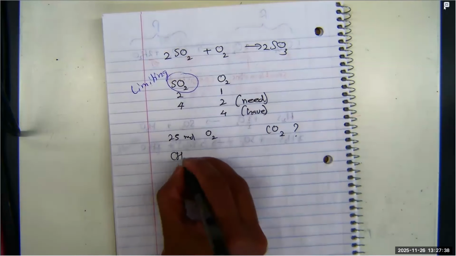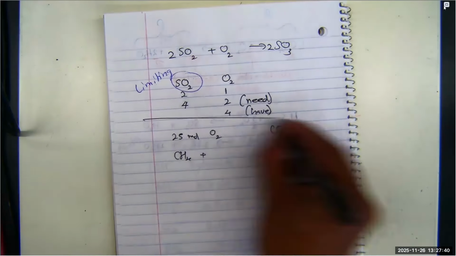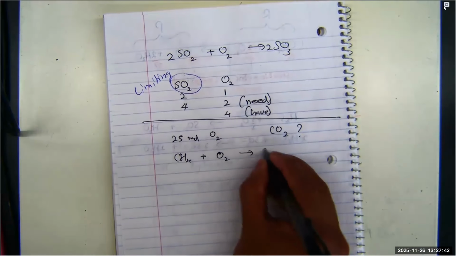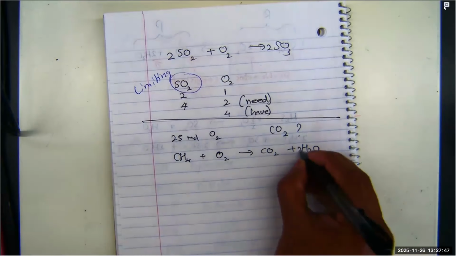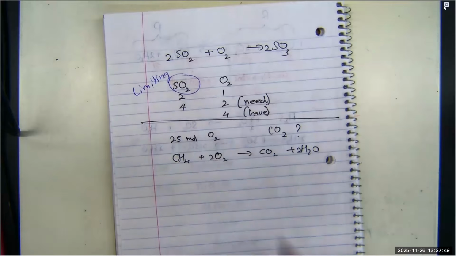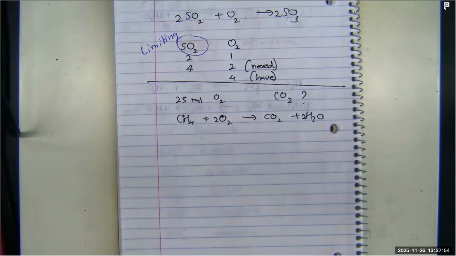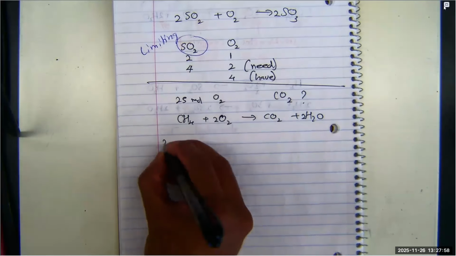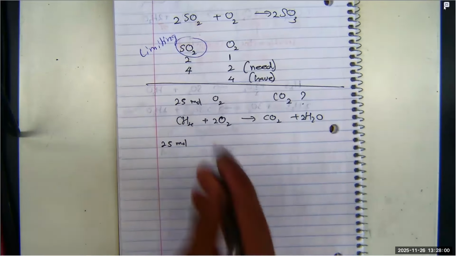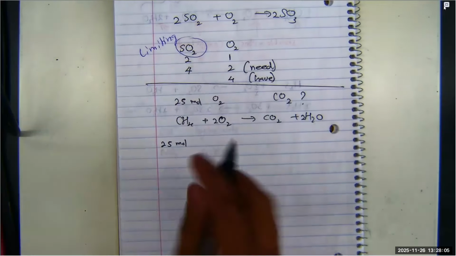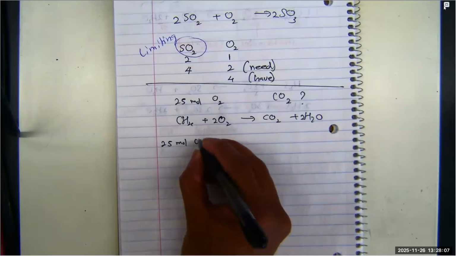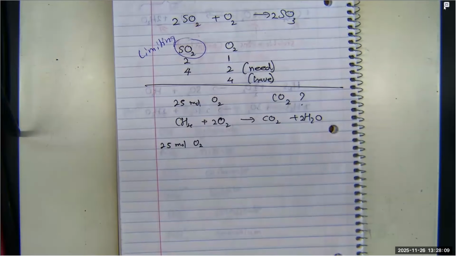The balanced chemical reaction is CH4 plus O2 gives us CO2 plus H2O. When we balanced it, we got 2 and 2. I think this is the balanced chemical reaction. Now, we're always going to start with what is given. What is given is 25 moles of oxygen. Let's see if it works. If it doesn't work, I'm going to go back.